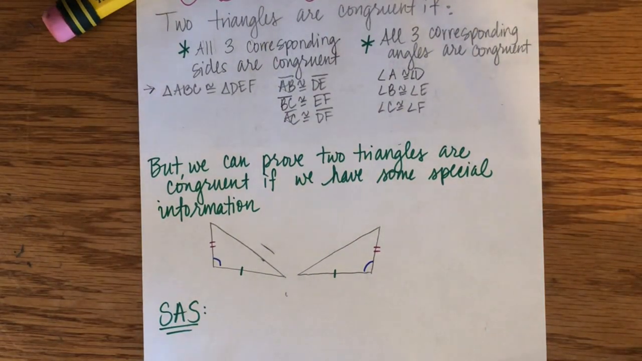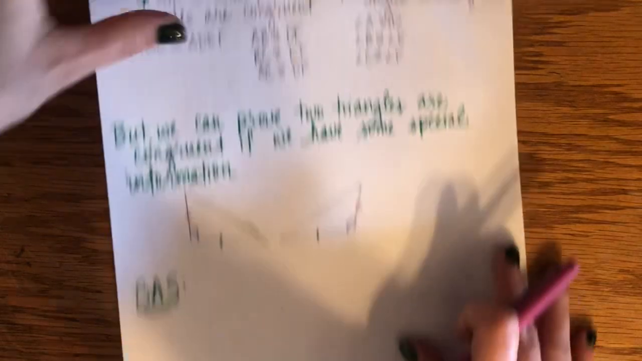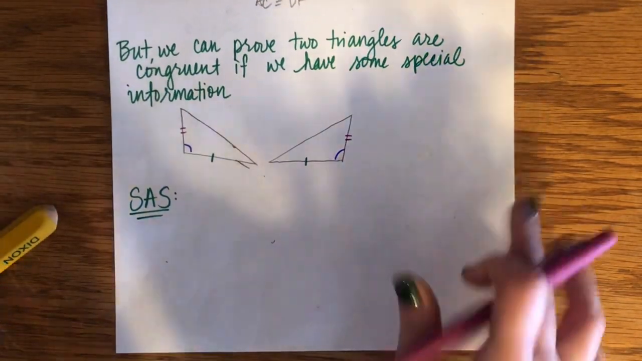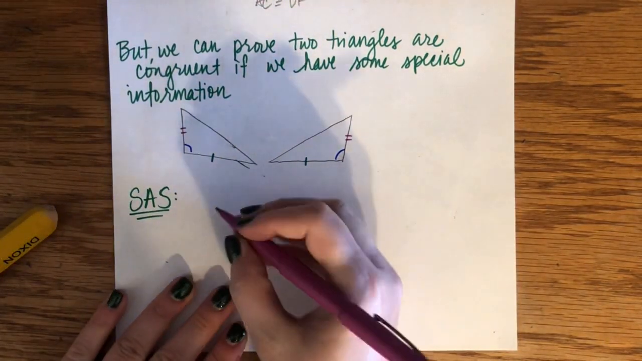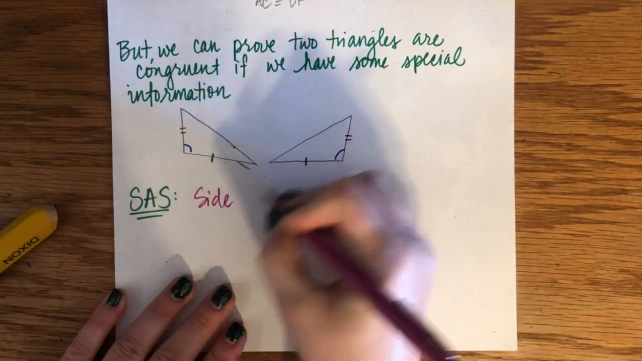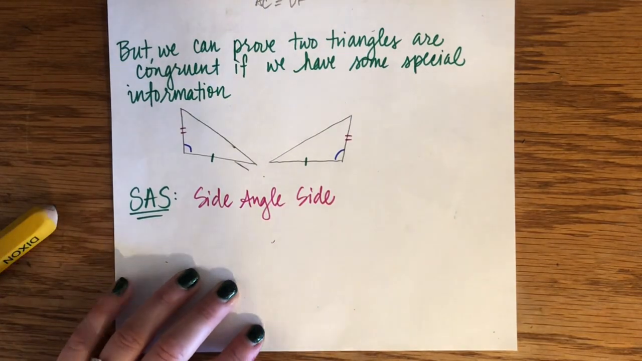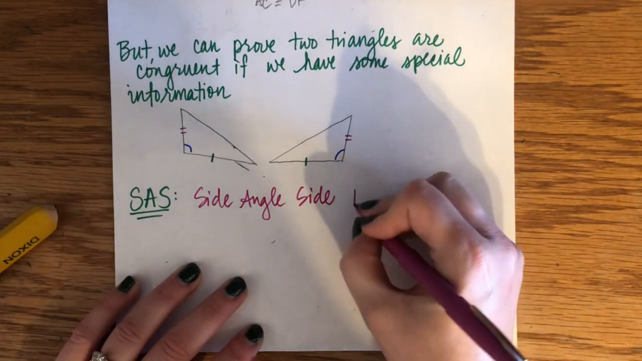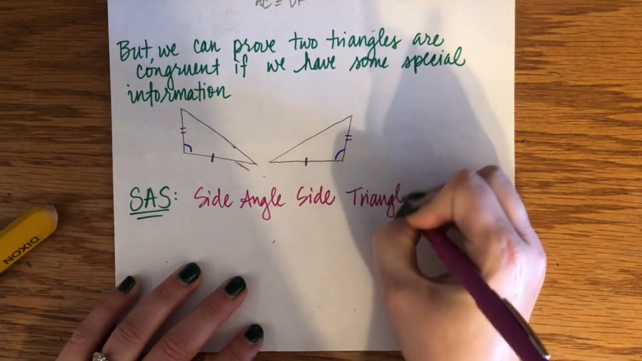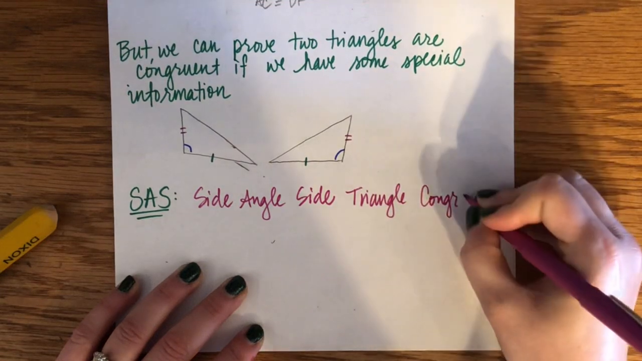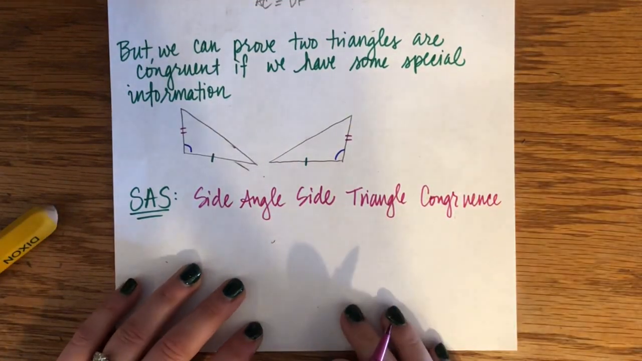So the first thing I want to talk about is this thing called SAS. So let's first talk about what it stands for. It stands for side, angle, side. And we actually call it the side angle side triangle congruence. But you'll hear me just call it SAS from now on.